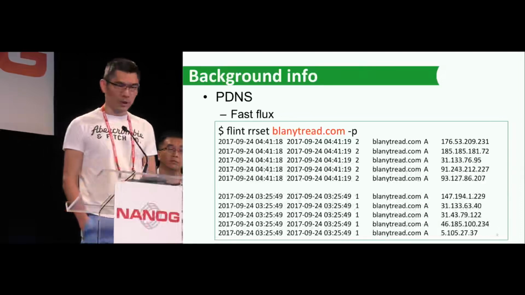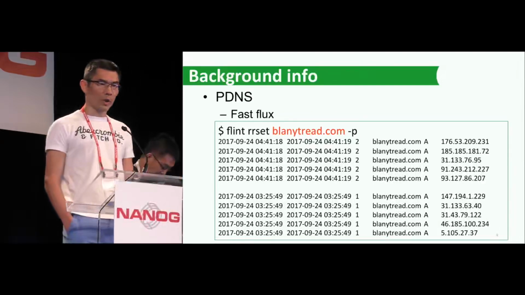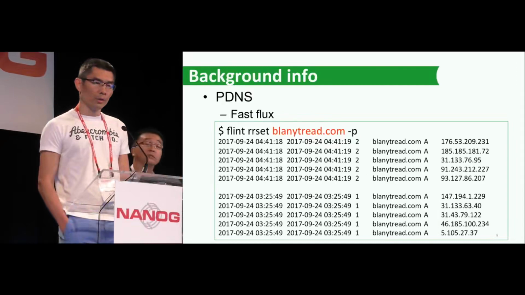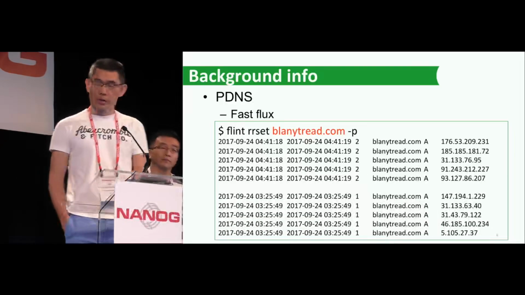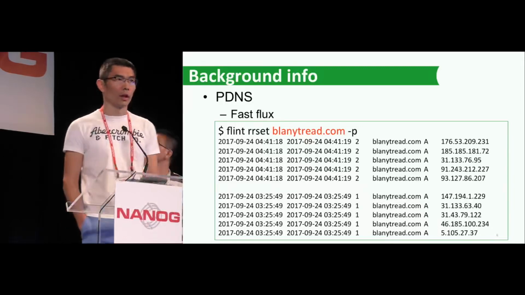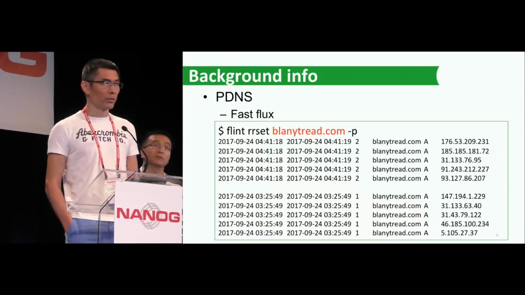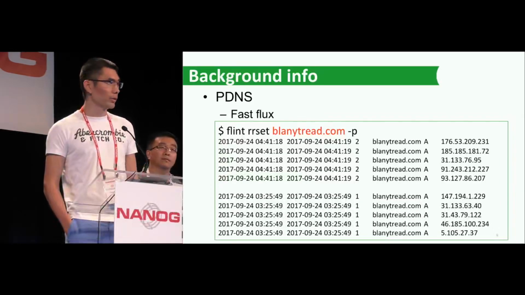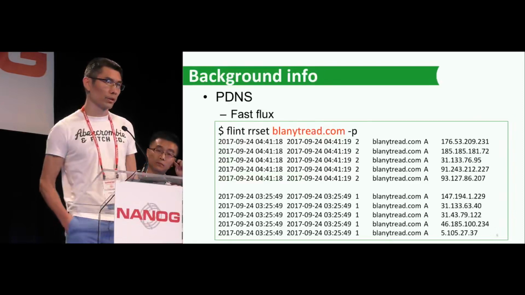Another example of PDNS, see here, blanytrad.com. Again, this is only part of the whole screenshot, but you can tell that basically these domains change IP all the time. This is a very typical fast flux domain. Normally, this type of domain is up to no good. It's really safe to just kill the domain.